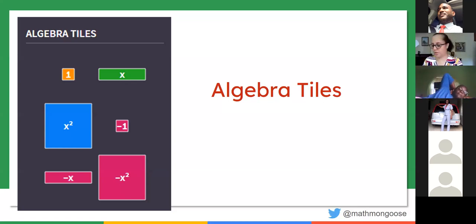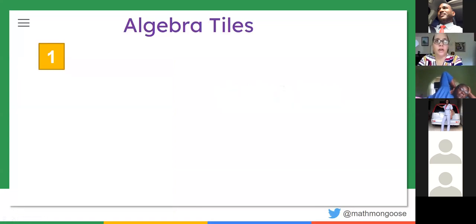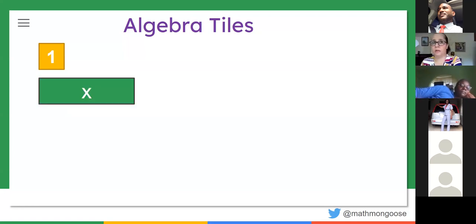All right, so let's talk about algebra tiles. Now, there's a couple of things that you need. There is a small tile that we're going to call a one. That tile represents the value one, and it is a small yellow tile. Then we have a green tile that is going to represent X. You have to let the children know X just means that we don't know what that amount is. So we have one, we have X, but we don't know what the amount is.